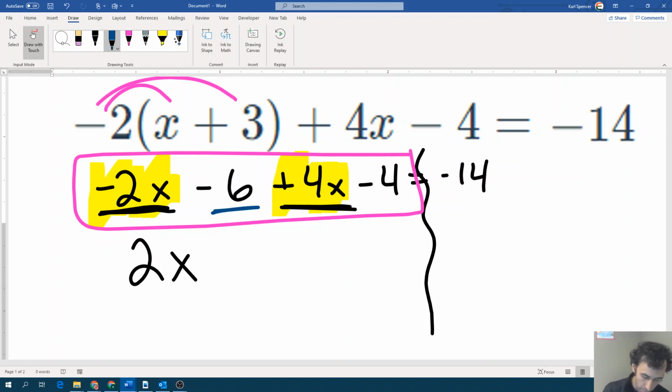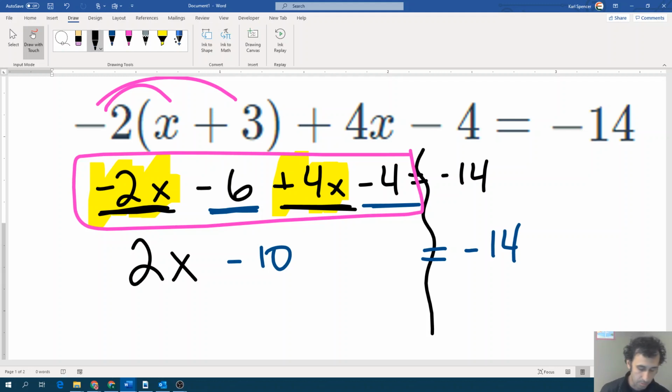And the same deal with the negative 6 and the negative 4. Because they're on the same side, I'm just going to combine them as they are. So negative 6 minus 4 is negative 10. And this whole thing still equals negative 14. And now it's an equation that looks like number 1. We want to get that variable by itself. Now we do the opposite, add 10.